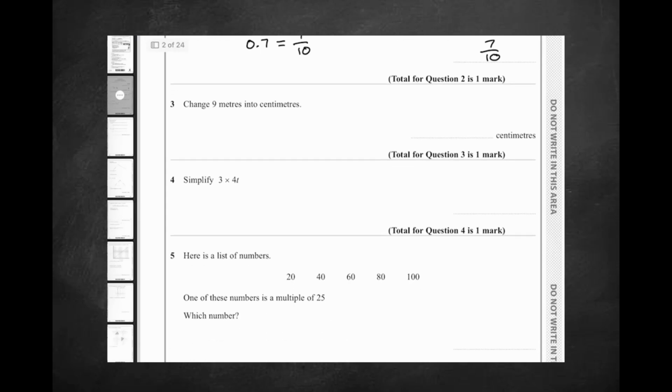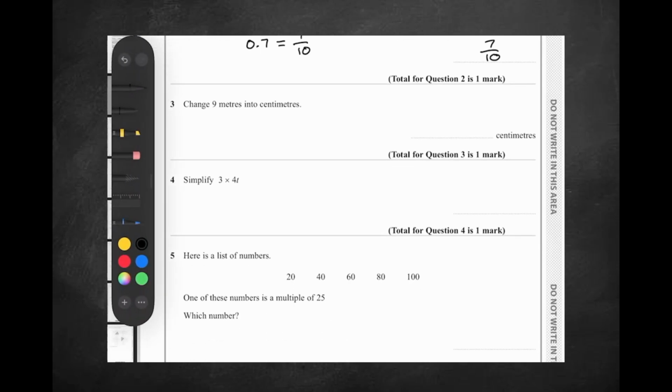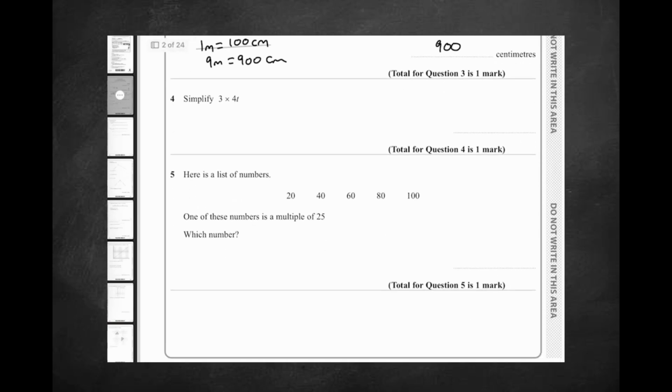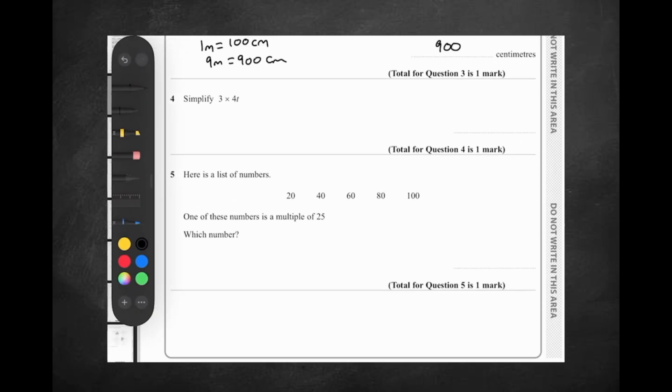Question 3. Change 9 meters into centimeters. So we know that 1 meter is 100 centimeters. So 9 meters is going to be 900 centimeters.